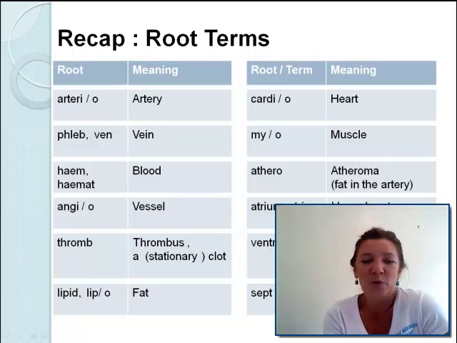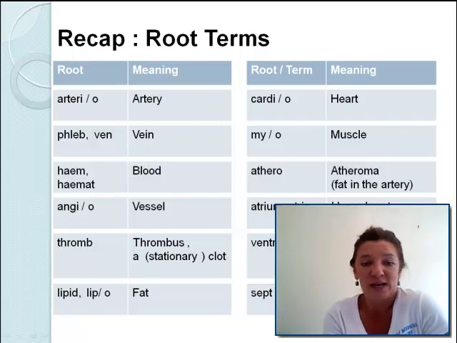Next one, phleb or ven is vein. So I could have phlebitis, inflammation of the vein. Venous relates to the vein. A phlebogram, tracing of a vein. Heme or hemat is blood. I could have hemoptysis. Tussis was a suffix meaning cough. So hemoptysis was coughing up blood.